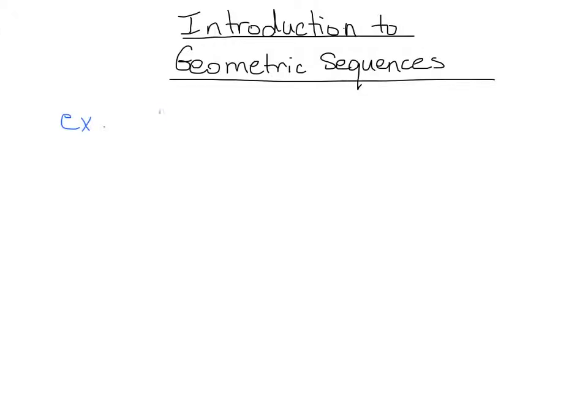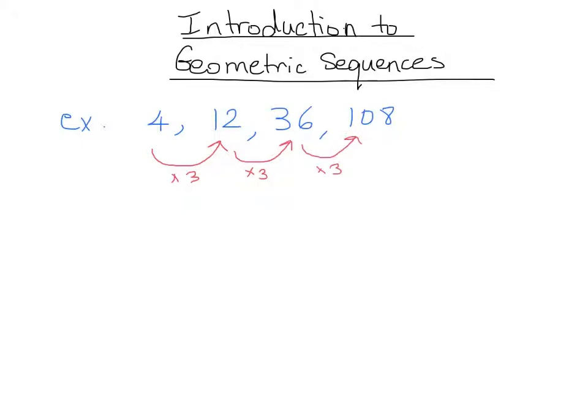Okay, so if we have a list of numbers, let's say 4, 12, 36, 108, this is a geometric sequence, and here's why. A geometric sequence is a list in which each number is obtained by multiplying by the same fixed number each time to get the next number. So in this case, to get to 12, I have to multiply by 3. If I do the same thing and multiply by 3 again, I get 36. If I do the same thing again and multiply by 3, I get 108.